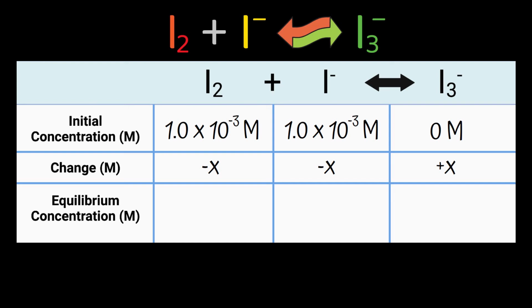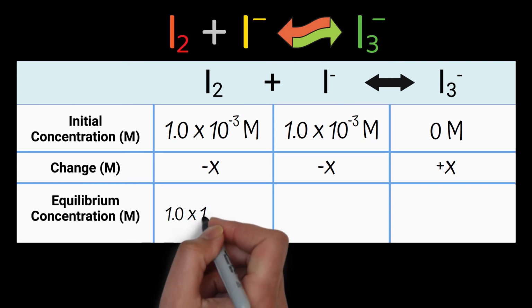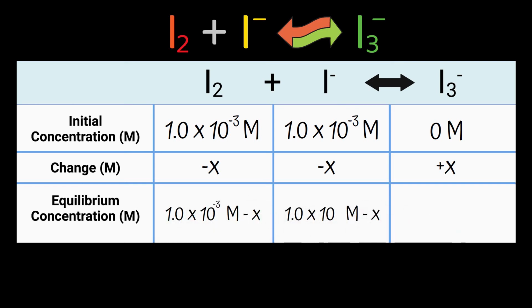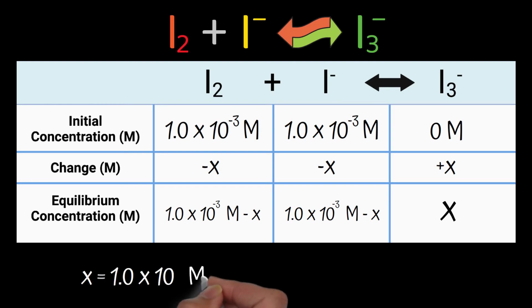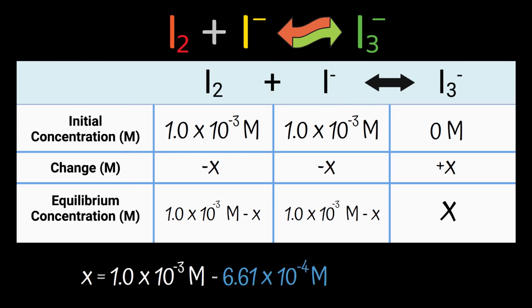Make sure you understand why the different X's have those signs. So, at equilibrium, the concentrations will have changed by a difference of X. We are told that the I2 concentration has changed to 6.61 times 10 to the minus 4. So X must be 1.0 times 10 to the minus 3 minus 6.61 times 10 to the minus 4. That gives us 3.39 times 10 to the minus 4 molar as X.